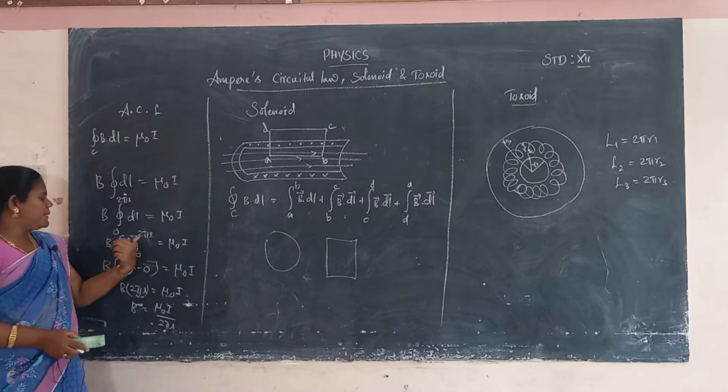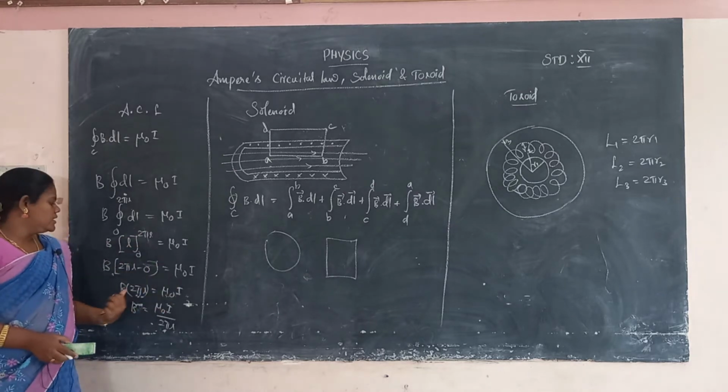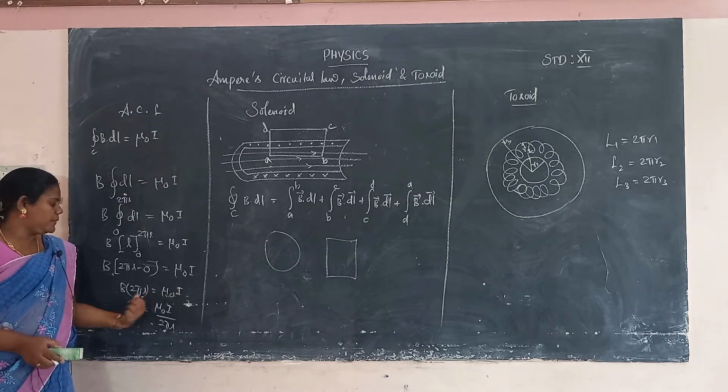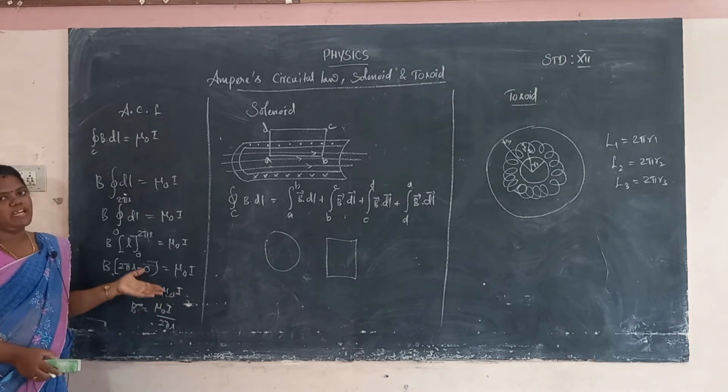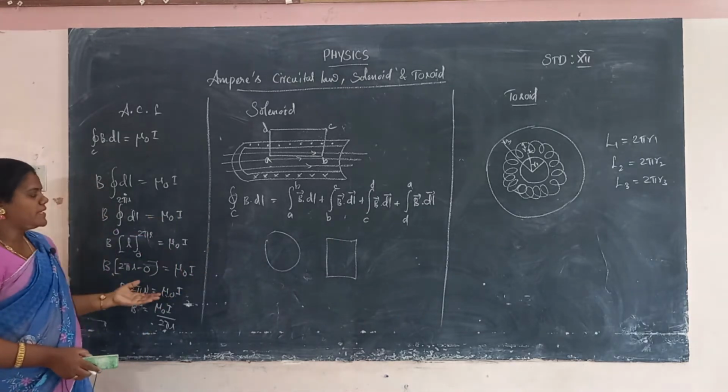We apply the upper limit minus the lower limit: 2 pi r minus 0 is equal to mu naught I. So B times 2 pi r is equal to mu naught I, and B is equal to mu naught I by 2 pi r. This is the magnetic field at a point near a long straight conductor, found using Ampere's circuital law.